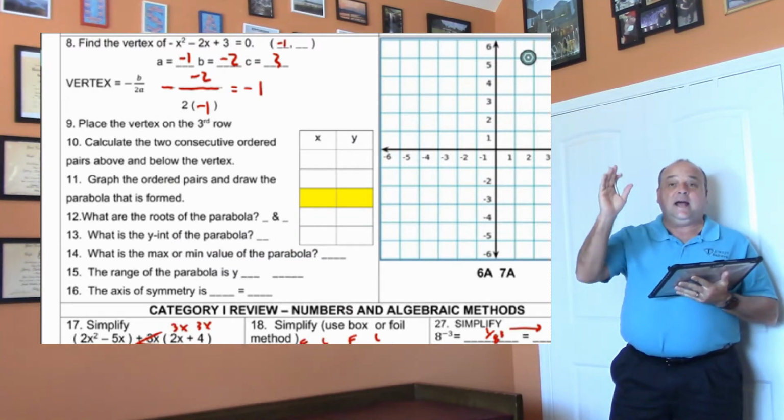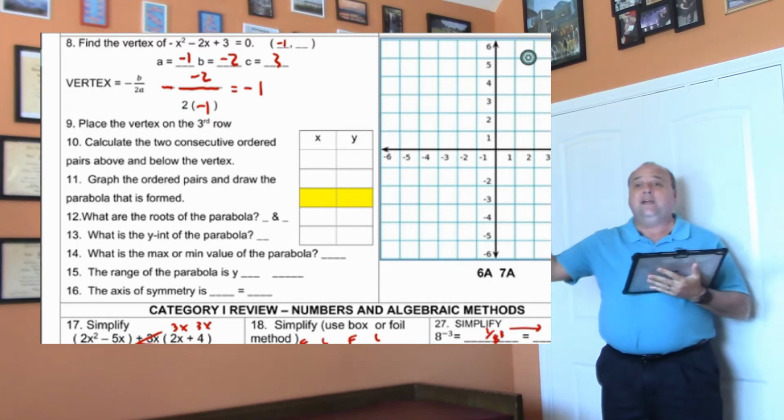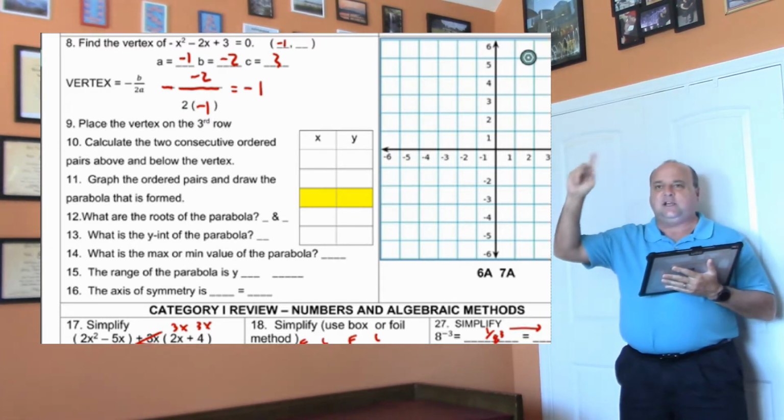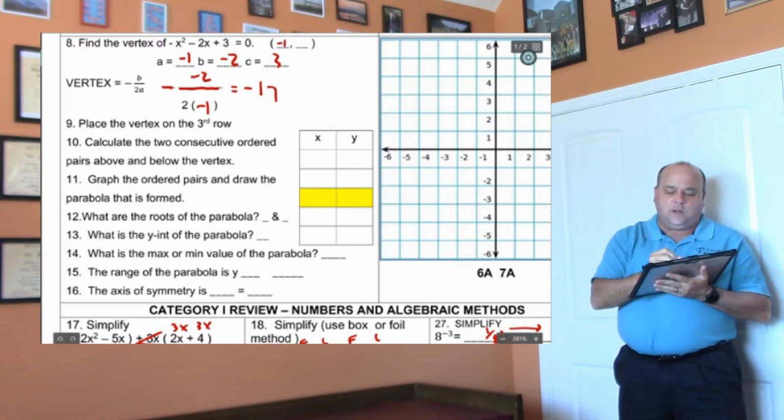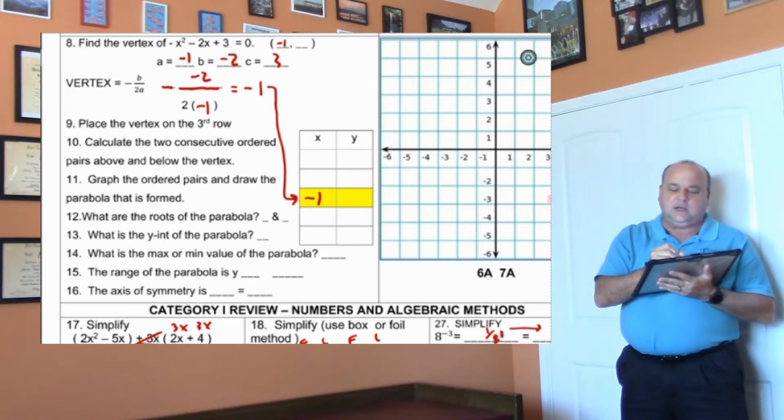Now I'm going to go through and get the vertex manually because I got more power. On the calculator, you would graph it and hit Control T. The negative 1, though, is going to go right here in it. Now let's get this manually while I'm waiting for the calculator.